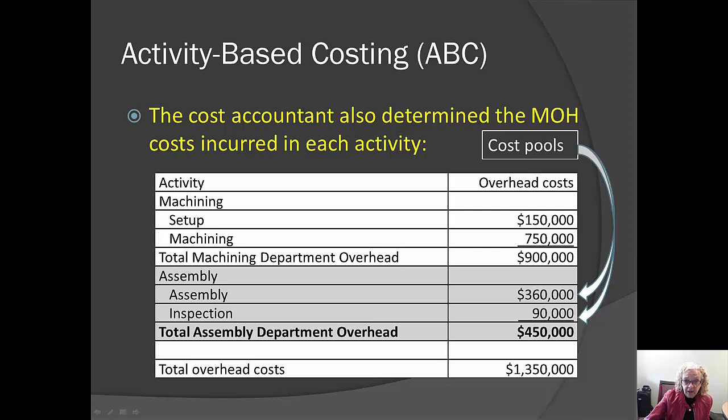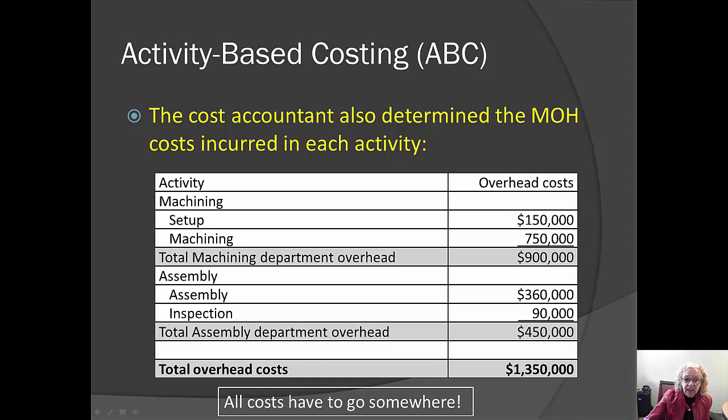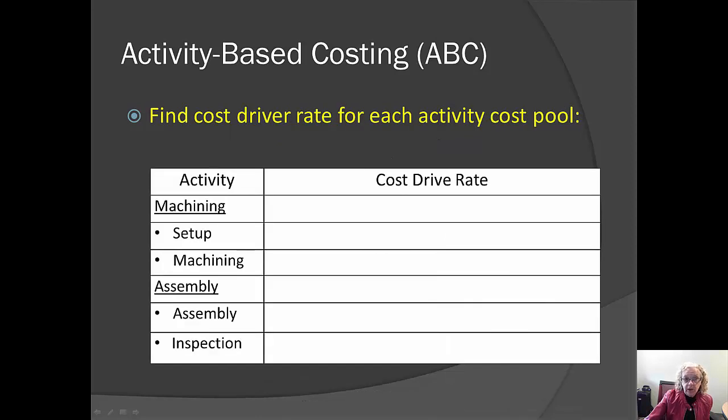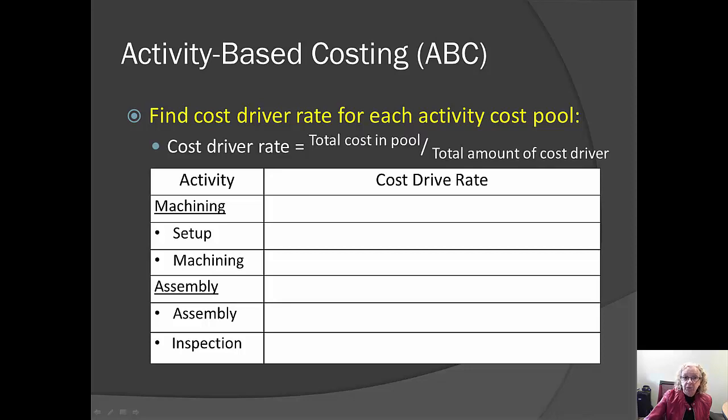Altogether, all of the individual cost pools must equal the total overhead cost that the firm has, because all costs have to go somewhere. Once we have pooled our costs, the next step is to determine the driver rate for each pool. The formula is total amount of cost in that pool divided by the total amount of the cost driver for that pool gives us our driver rate, or our activity rate.